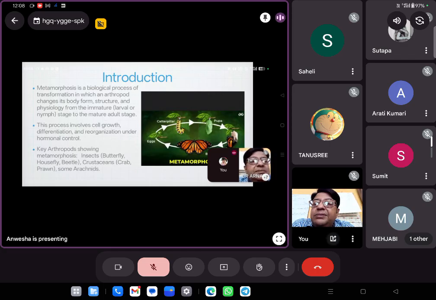Metamorphosis is a biological process in which an organism undergoes a series of transformations in body form, structure and physiology, from the immature larval stage to the mature adult stage. In simple words, it is a process through which an insect develops from egg to adult, involving growth, differentiation and reorganization. It mainly occurs in arthropods such as butterflies, beetles, mosquitoes, houseflies, crabs and prawns.